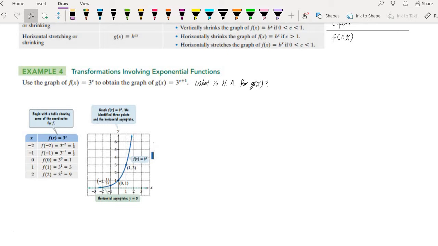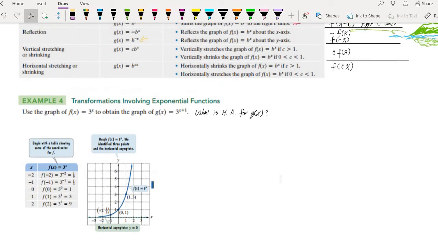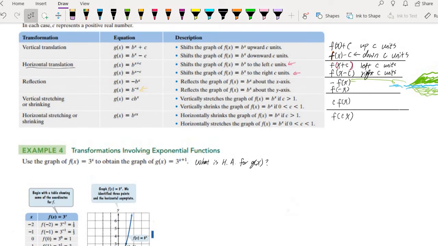Use the graph of f of x equal to 3 to the x power to obtain the graph of g of x equal to 3 to the x plus 1 power. And I also ask what is the horizontal asymptote in this case. First, let's look: this is x plus 1, inside your function, right? Until you're used to it, you can go match it.